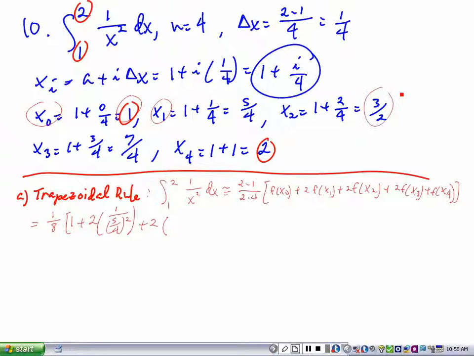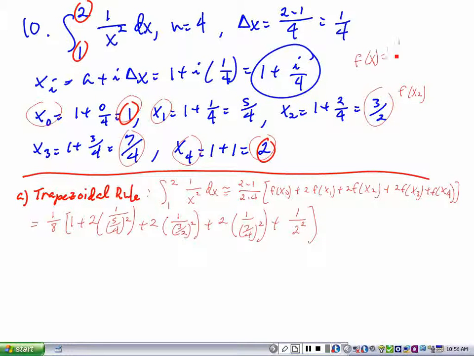x of 2 is here. So this is 1 all over (3/2) squared plus 2 times f of x of 3. So this is 1 over (7/4) squared plus f of x of 4. So this is just 1 over 2 squared. Why? Because the function is defined as 1 over x squared.